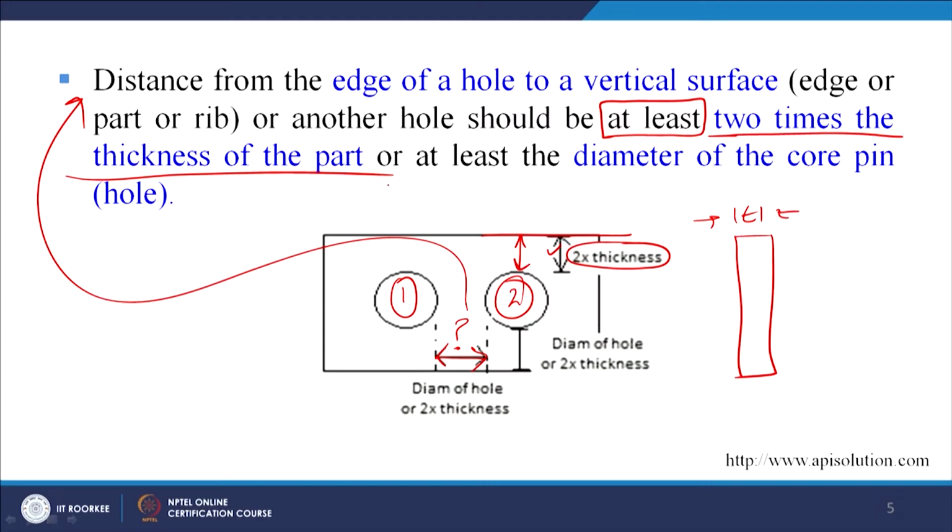or the distance between the 2 holes must be at least the diameter of the core pin, the diameter of the hole, or 2 times the thickness. So whatever is the diameter of the hole, that distance must be there in between, or it must be twice the thickness of the sheet or the plate which I have already shown, that is 2 times T. So that is the guideline related to the distance of the hole from the edge and the distance between the 2 holes. This is a very important guideline, especially used in the case of metals.